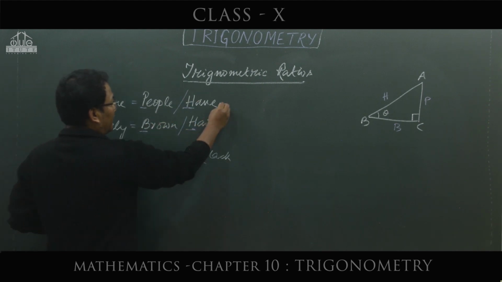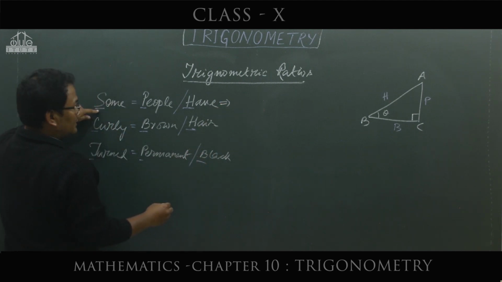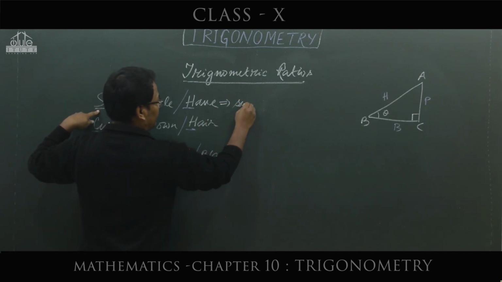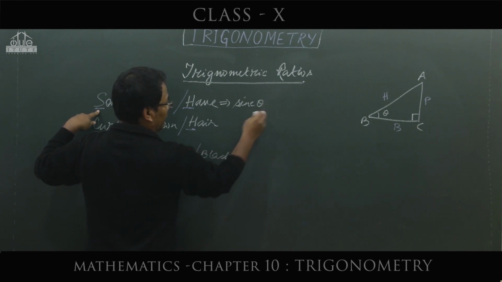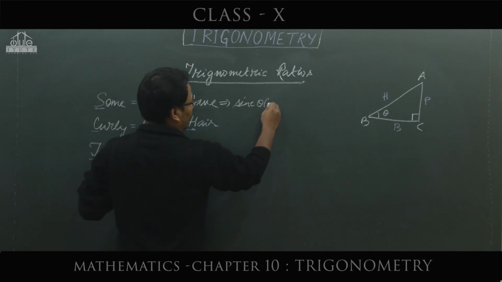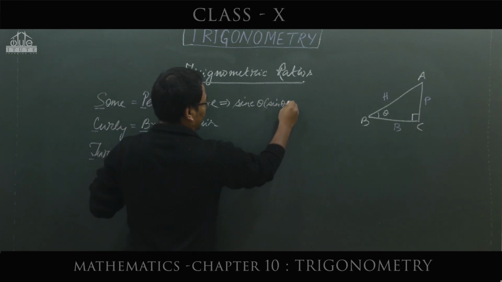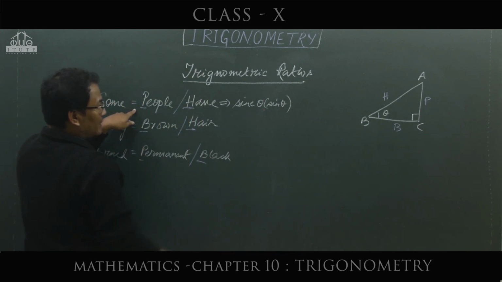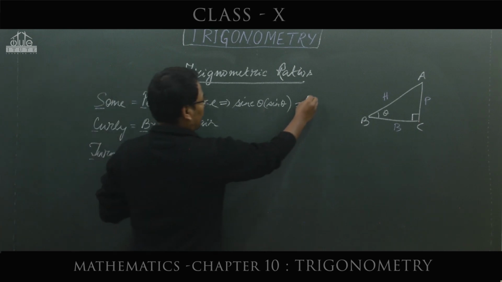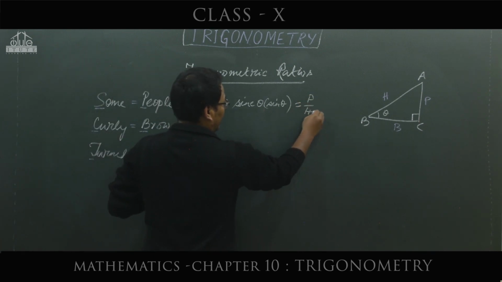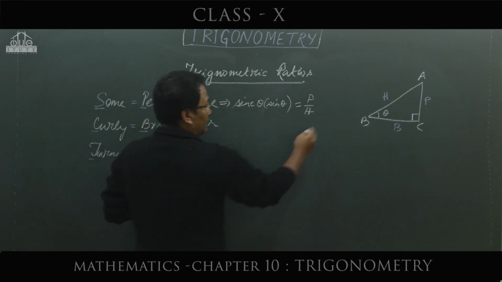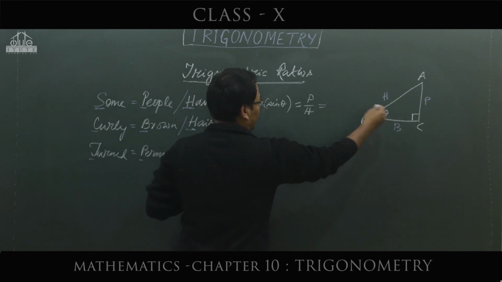So from here, this S stands for sine theta. The full form is sine theta. In short, you write sin theta. So sin theta is equal to P by H. P by H means perpendicular by hypotenuse. If you look at this figure, our perpendicular is AC and our hypotenuse is AB.